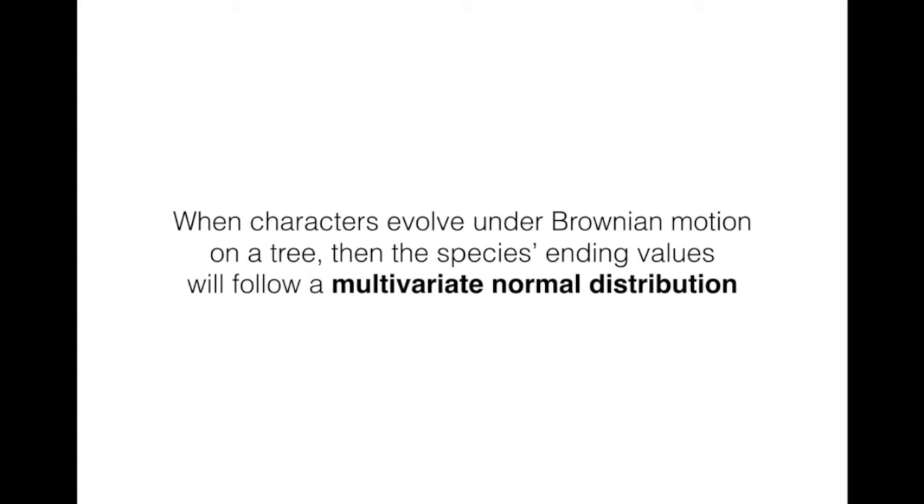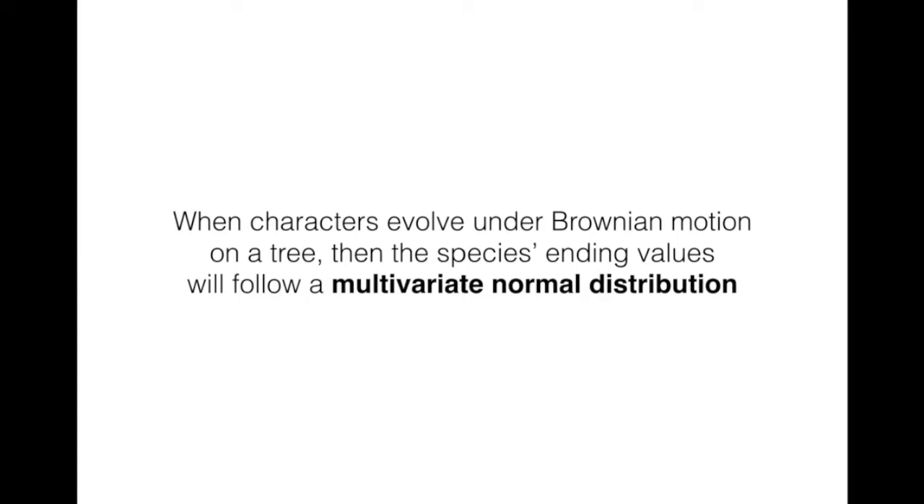The point that I'm trying to make here is just that species covary because they descend from a common ancestor. We can understand exactly how this covariation behaves under a Brownian motion model. When characters evolve under a Brownian motion on a tree, then the species' ending values will follow a multivariate normal distribution, and the variances and covariances of the species will describe exactly how they relate to one another.